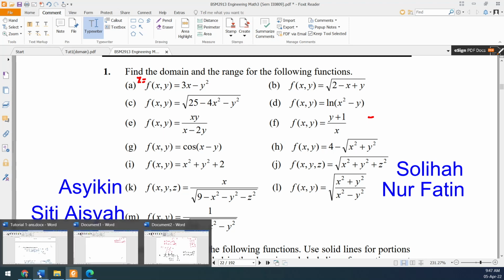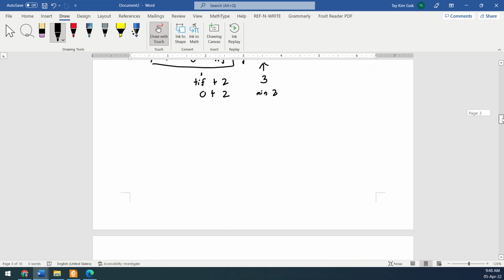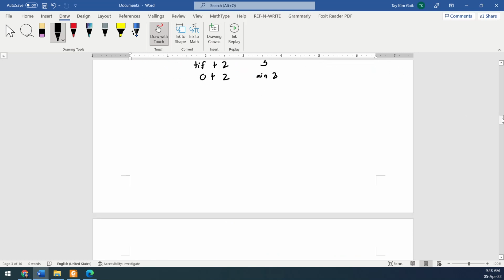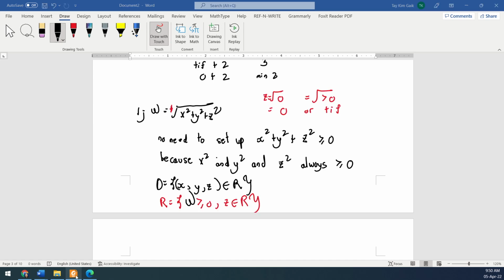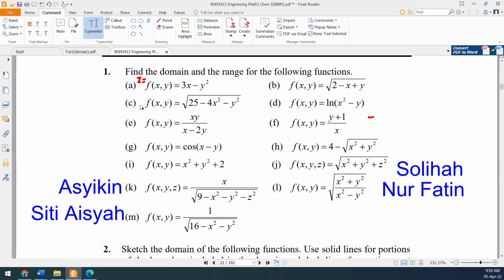Okay, let's see 1J. Here 1J, your Z is actually x squared plus y squared plus z squared. So Soliha here, this one done.